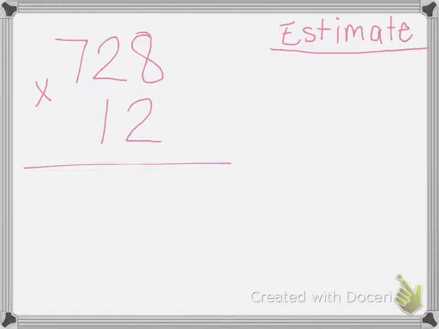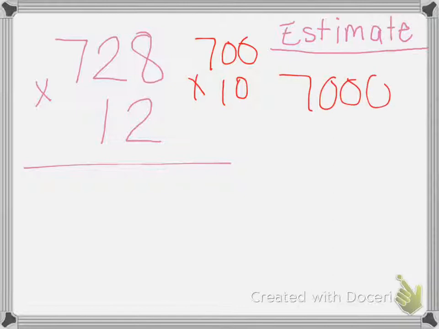The last one says first estimate and then solve. So if I were to estimate, I would do 700 times 10. 700 with one more 0 is 7,000. Then it says actually solve. So first we just focus on the 2. 2 times 8 is 16. Carry the 1. 2 times 2 is 4. Plus 1 is 5. And 2 times 7 is 14.